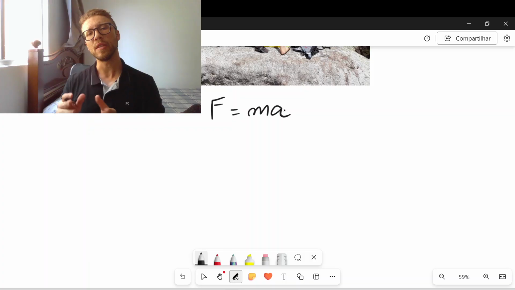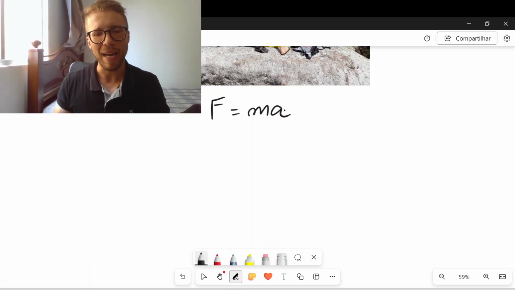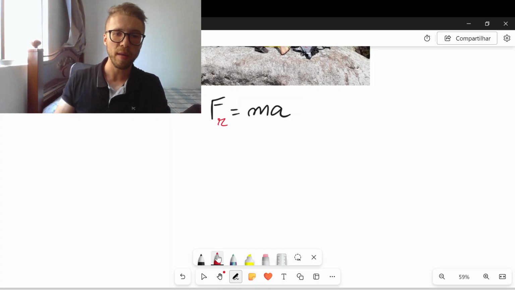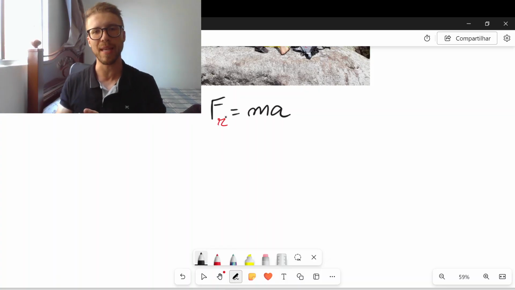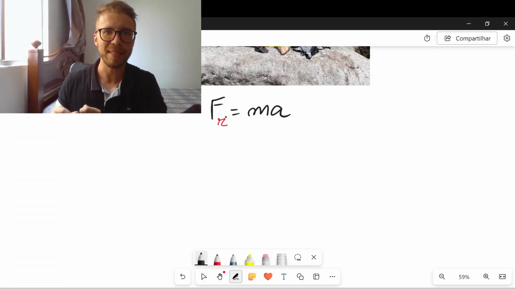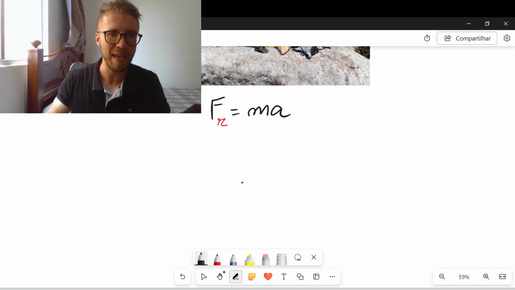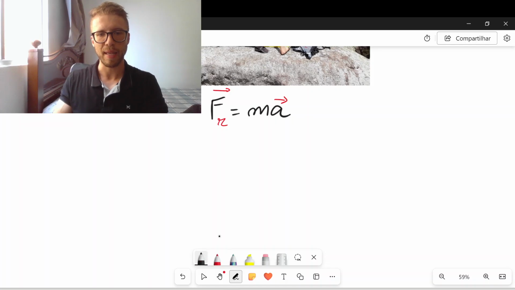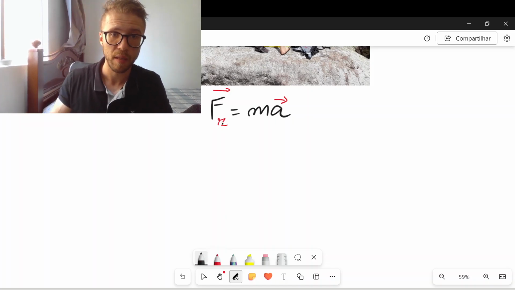It is how it's usually taught, but you gotta keep an eye on that R, F sub R. Why? Because it is the sum of all forces acting on this body with the mass m and the acceleration a. So it's not any force acting on the body. It is the sum of all forces, and this is a vector equation. Okay? It has a directionality. So let me explain it better.